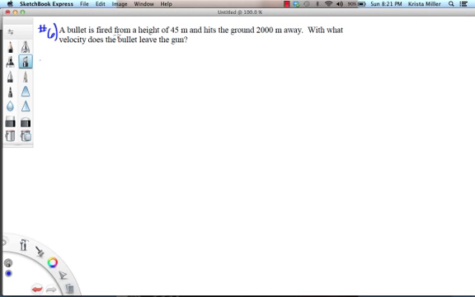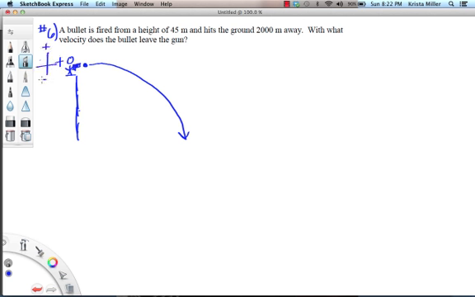There are a couple of assumptions that you're being asked to make in this problem. First of all, it says the bullet's fired from a height of 45 meters. So we're being asked to assume something like a person is standing on top of a 45-meter building or a 45-meter surface and they shoot this gun, right? That gun may be a little large, but you get the idea. They shoot the gun and the bullet leaves the gun, and the bullet's going to have a trajectory that does something like this. So we're making an assumption that the gun is being shot parallel to the surface.